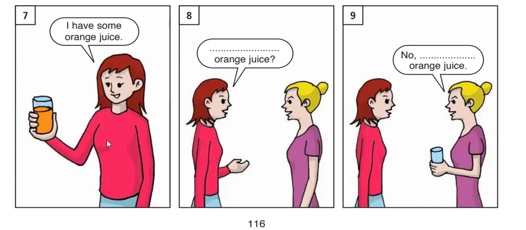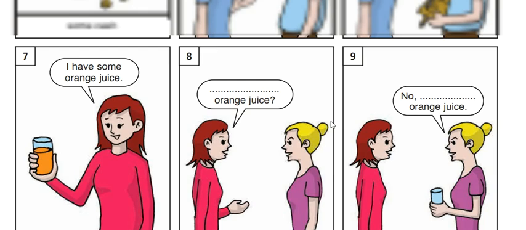Picture 7. I have some orange juice. Now you fill this. Do we have any orange juice? Do we have some orange juice? Not any. Any is not used with uncountable things. No, we don't have orange juice.